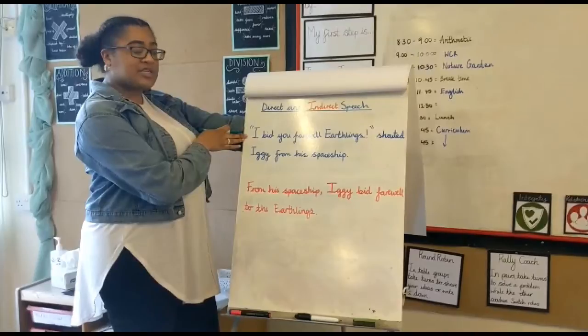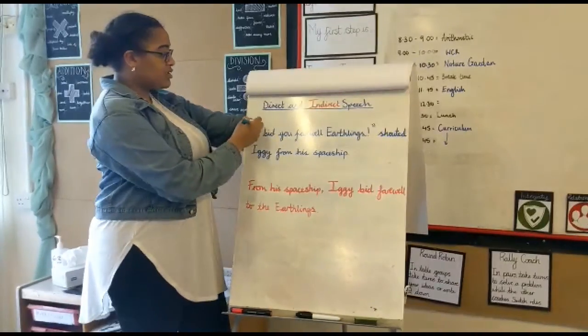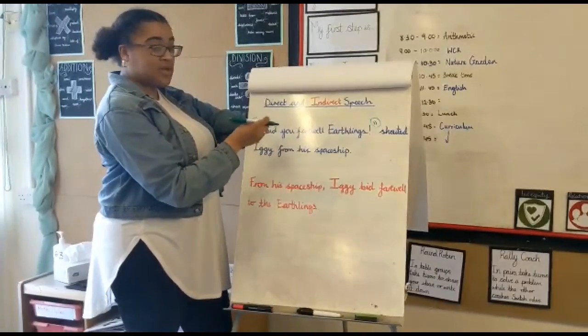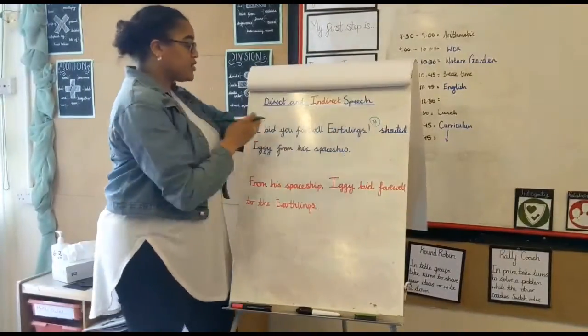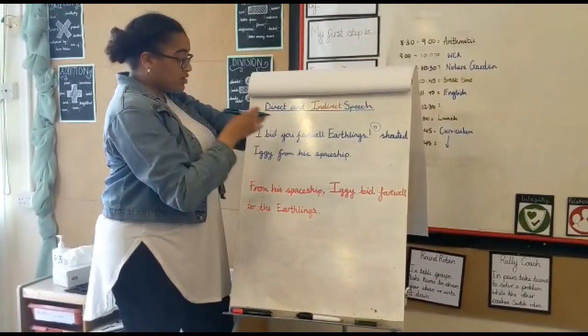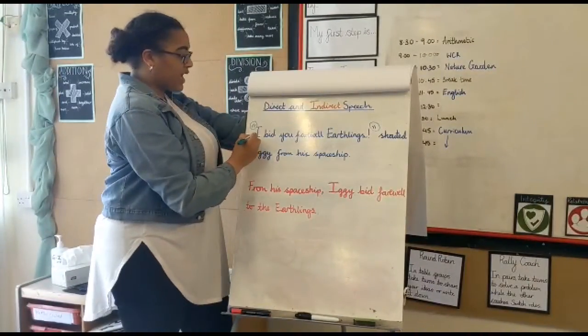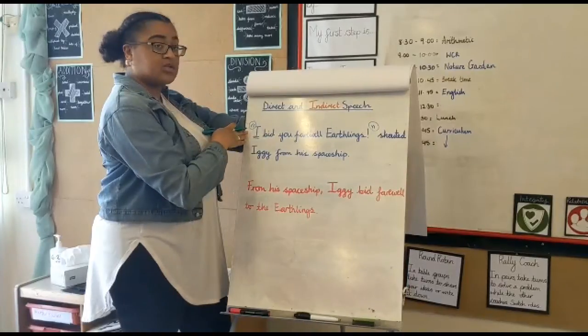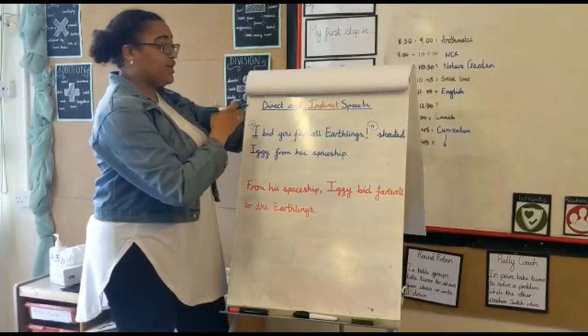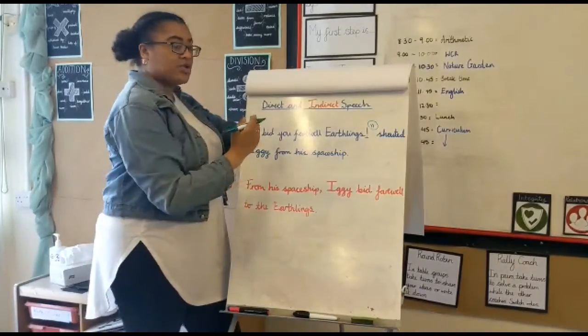This tells me it's direct speech. Inverted commas, which are here. It also has all the punctuation within the inverted commas. Now, our inverted commas tell us where our spoken word begins and where it ends. So within our inverted commas, we've got a capital letter. Our speech always starts with a capital letter. And we've got our punctuation, which is an exclamation mark, again, like I said before, within the inverted commas.